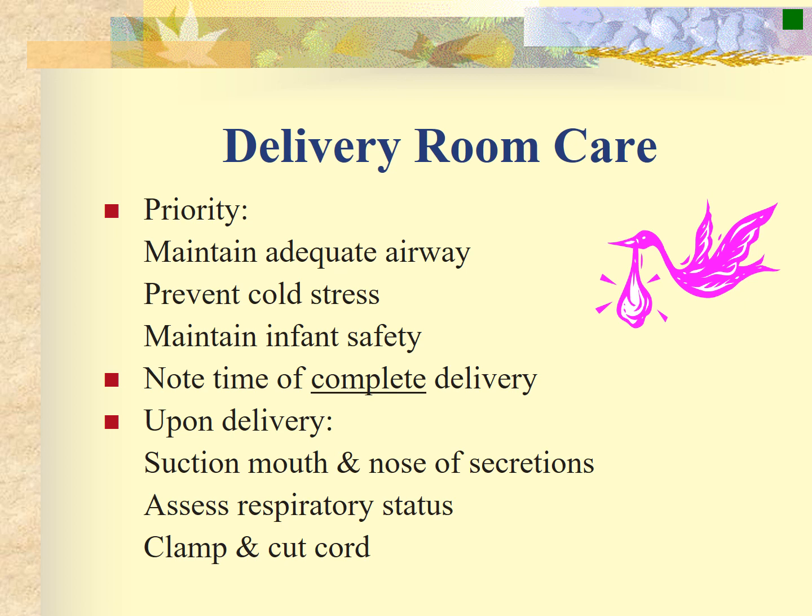Suction out the mouth and the nose, assess respiratory status, clamp and cut the cord. These are pretty much what the provider will be doing, but if you do your own delivery for some reason, you will be doing these things. Suction out the mouth and nose before the body comes out. Head comes out, suction out mouth and nose with that bulb. Then deliver the baby, you clamp and cut the cord, and then you're assessing respiratory status.